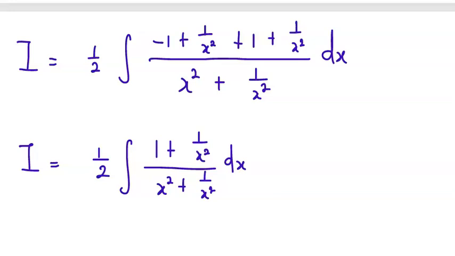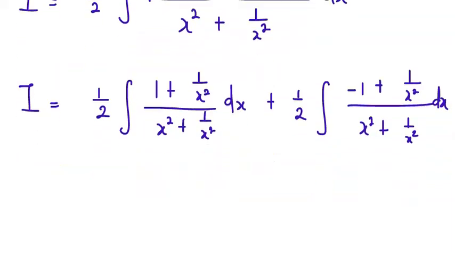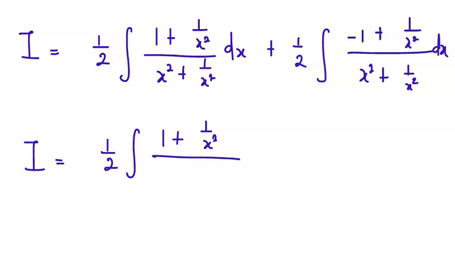Okay, so here we're going to have plus 1 over 2 times the integral of, this is negative 1 plus 1 over x squared, and then divided by x squared plus 1 over x squared, and here we have our dx, right? Okay, cool. So from here we have this nice, right? We're going to do the following. This is 1 over 2 times the integral of, this is 1 plus 1 over x squared, and then divided by, so here this is x squared plus 1 over x squared, and then we have our dx.